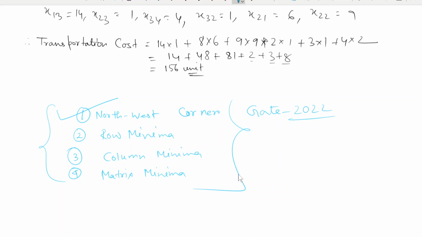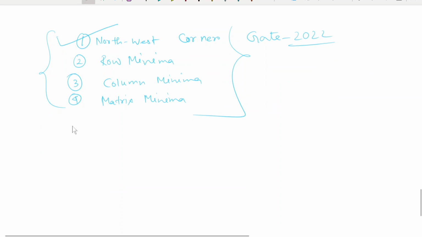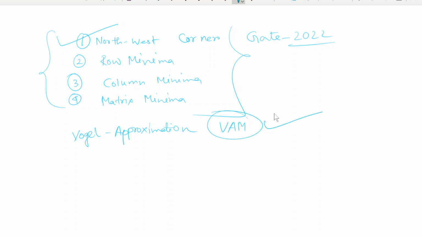Now the next lecture will be on the most important method, which is the Vogel approximation method, or Vogel method simply, or the short form VAM. So in the next lecture we discuss the Vogel approximation method.